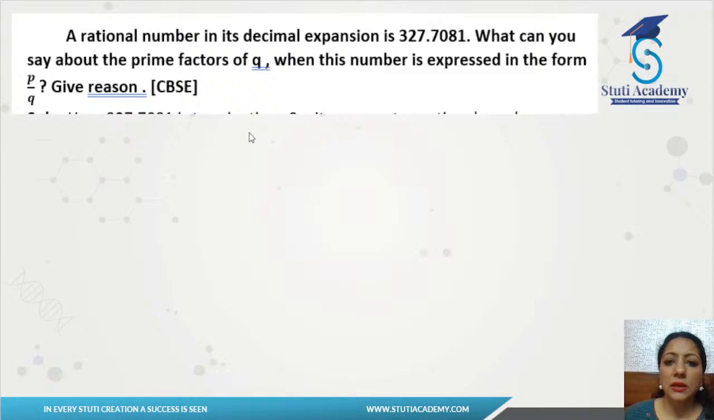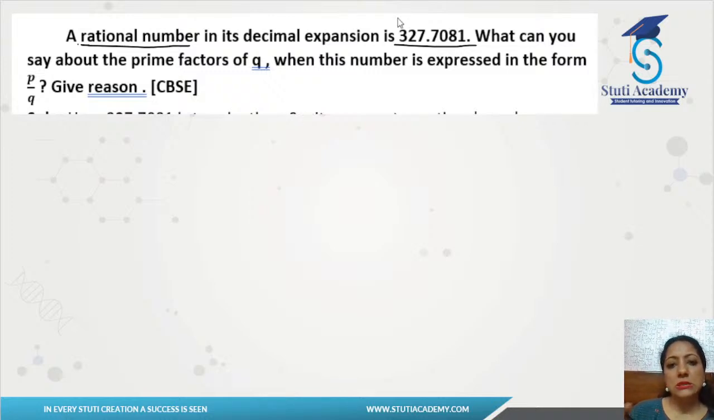Now let us proceed. Coming to the next question. We have a rational number. A rational number in its decimal expansion is 327.7081. So this is the decimal expansion of a given rational number. What can you say about the prime factors of q when this number is expressed in the form of p upon q? Give reason. So it's very simple. It's given to be a rational number, and also we can see that it has a terminating decimal expansion.